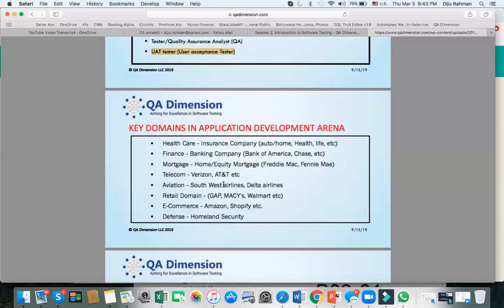Telecom, Verizon, AT&T. Aviation is another domain, which covers Southwest Airlines, Delta Airlines. Retail, Gap, Macy's, Walmart. E-commerce, Amazon, Shopify. And defense, just think about Homeland Security. Any project you get from Homeland Security is probably a defense domain.